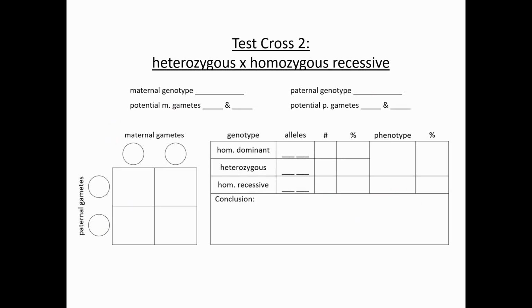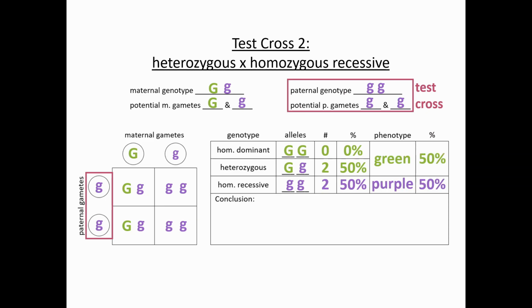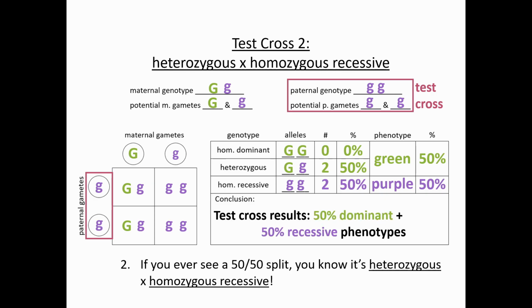But let's say the parent is heterozygous, right? Our test cross comes from the homozygous recessive individual. We end up with a Punnett square that looks like this. And we see this breakdown instead, where half of the offspring are heterozygous with green leaves, and the other half are homozygous recessive with purple leaves. So if you ever see that 50-50 split, you know that the unknown dominant phenotype is a heterozygous individual.